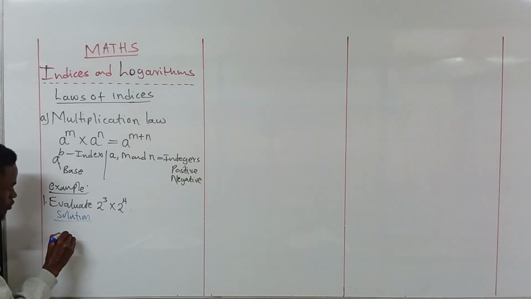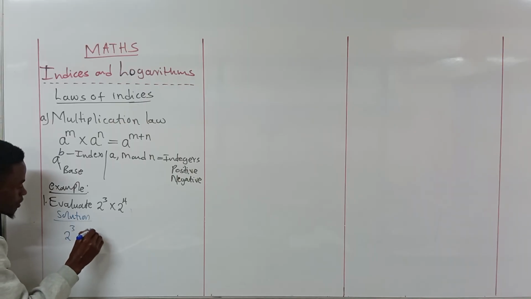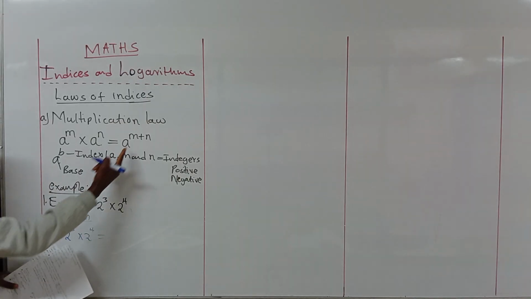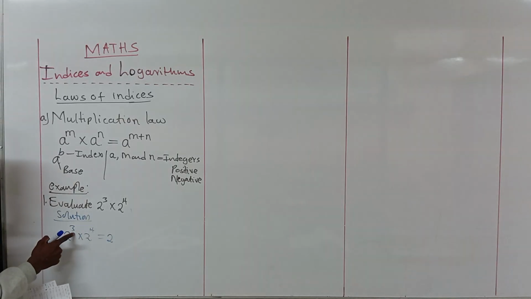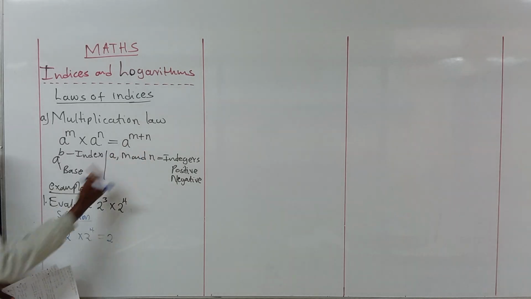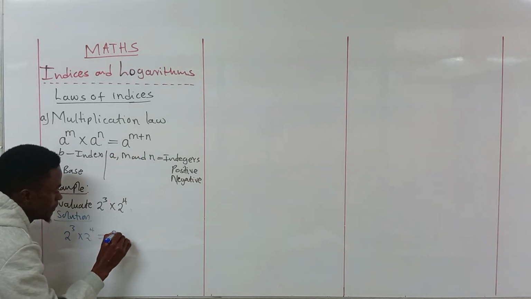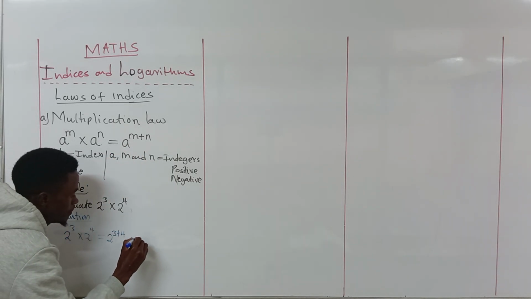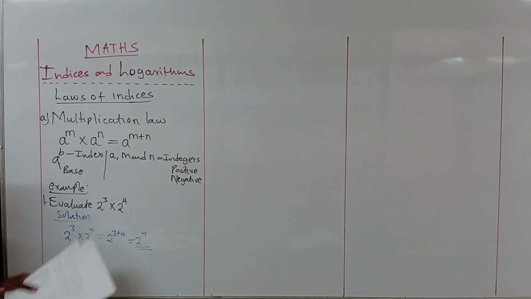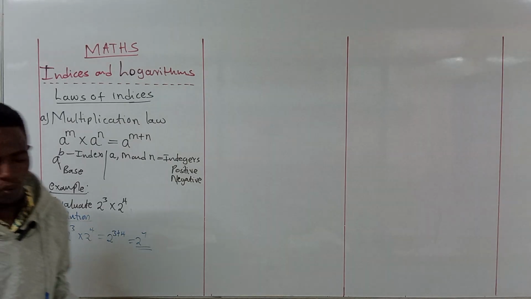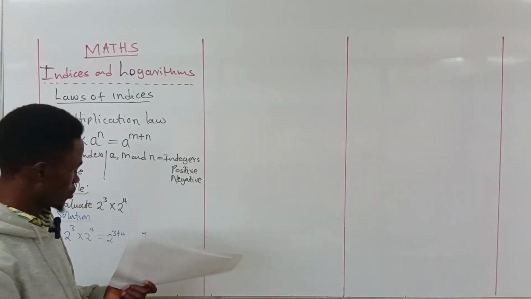We have 2 raised to power 3 times 2 raised to power 4, and the solution is a raised to m plus n. So we have 2 here, and m for our case is 3 and n is 4. So it's going to be 3 plus 4, which gives 2 power 7. When told to leave the answer in index form, you just leave it in that nature. That is how we go about the multiplication law.